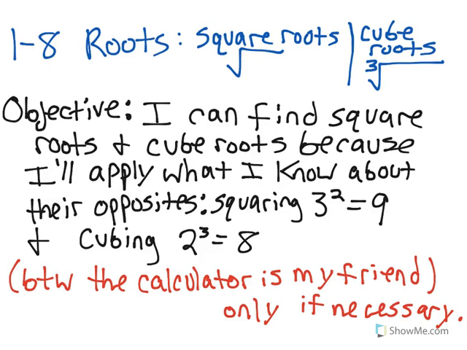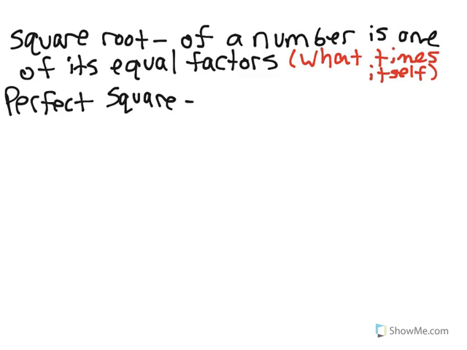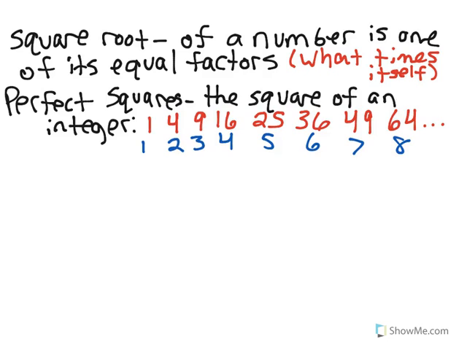So we're going to start with some brief definitions, some vocabulary. First we're going to talk about square roots. The square root of a number is one of its equal factors. In other words, what times itself. So for example, the square root of 25 is 5 because 5 times itself equals 25. The square root of 144 is 12 because 12 times itself, 12 times 12, is 144.